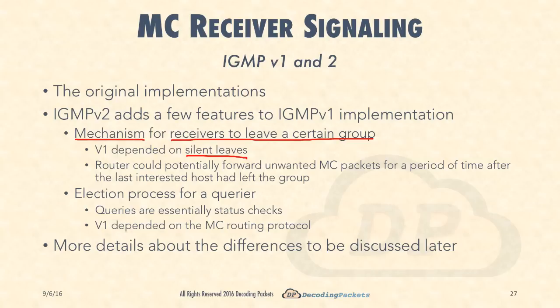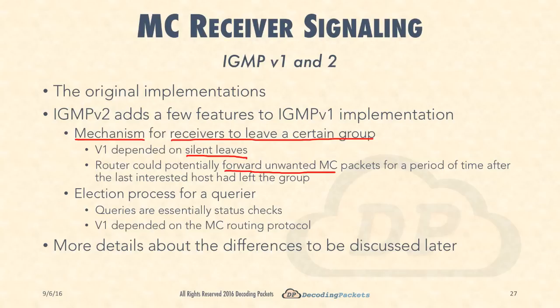So in version 1, the router could just keep forwarding the unwanted multicast packets. Think of the last receiver as having just left silently. It's gone, and the router doesn't know this, so it basically keeps forwarding unwanted multicast packets.